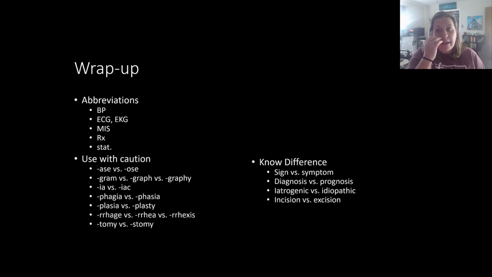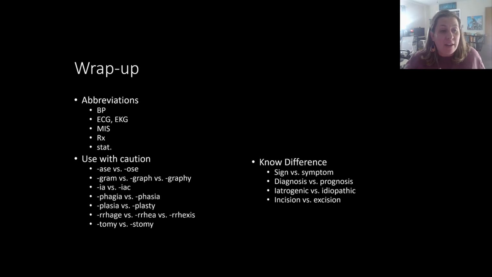Now, I do have a little area here that says use caution with some of these types of suffixes, because they are very similar in how they are used, or you think that they are interchangeable, but they're not. So remember, I've already hit on that ACE and OSE. ACE is an enzyme, OSE is the sugar. The idea of gram, graph, and graphy. Remember, they have slight differences, which gives them slightly different meanings.